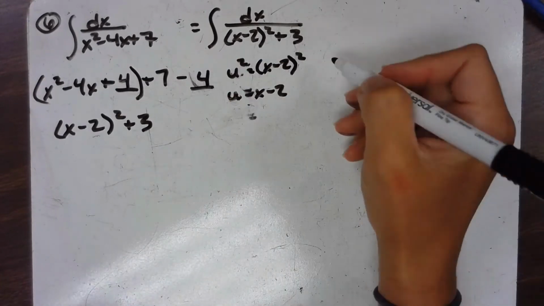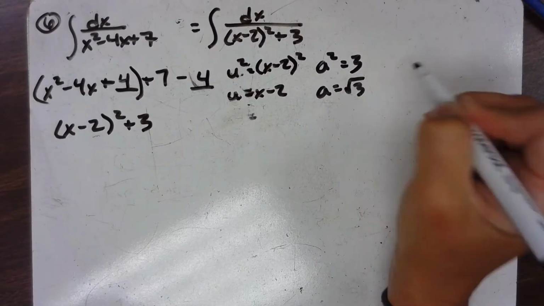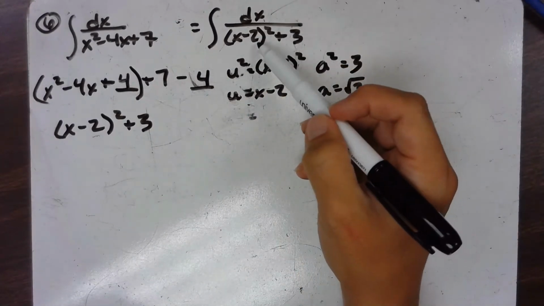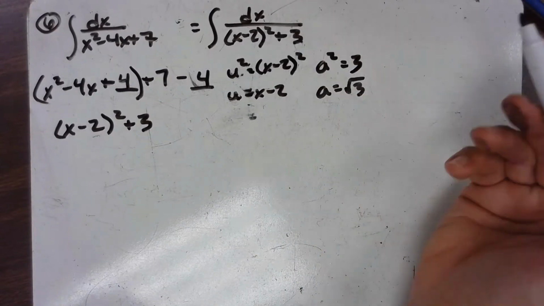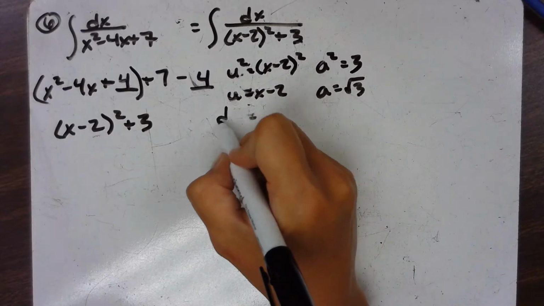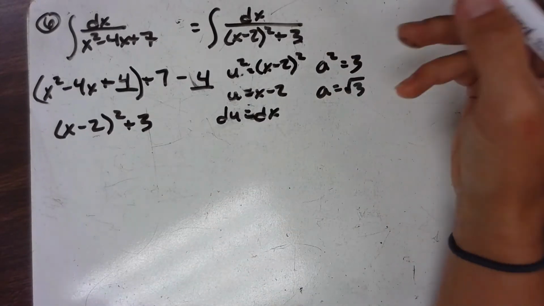All right, a is actually the 3, so a equals square root of 3. It is okay to have u squared here and then a squared, or you can have a squared and u squared because it's addition. Now, I do need to take the derivative. I don't need anything extra. I just have the dx, which is good.